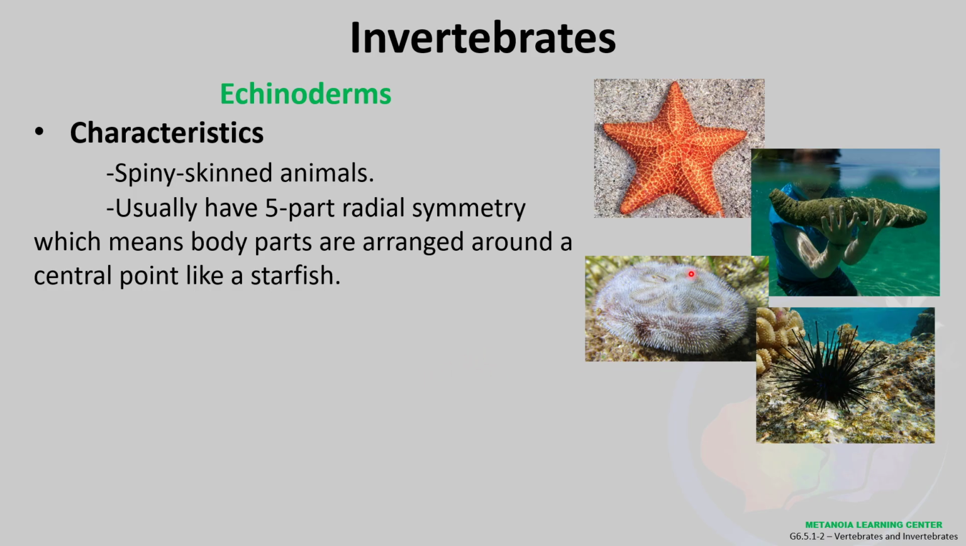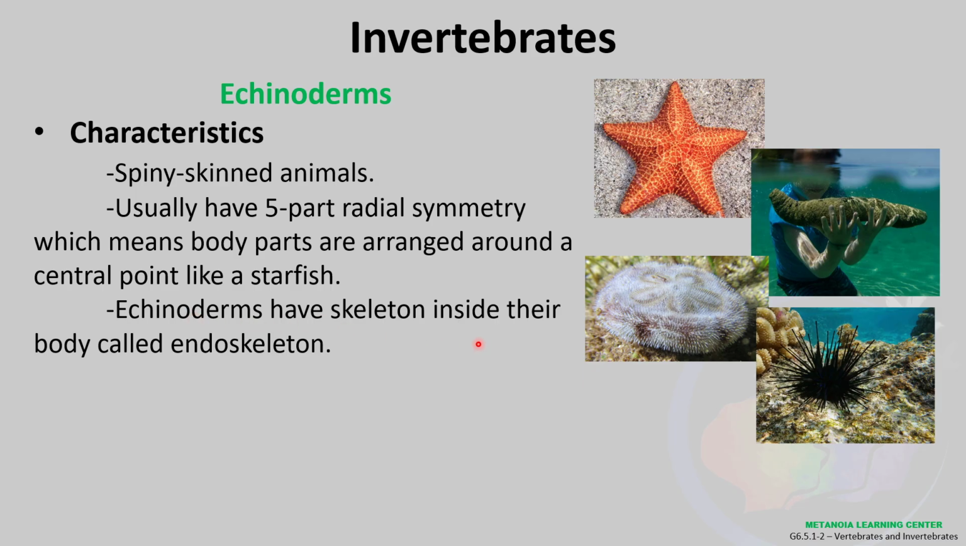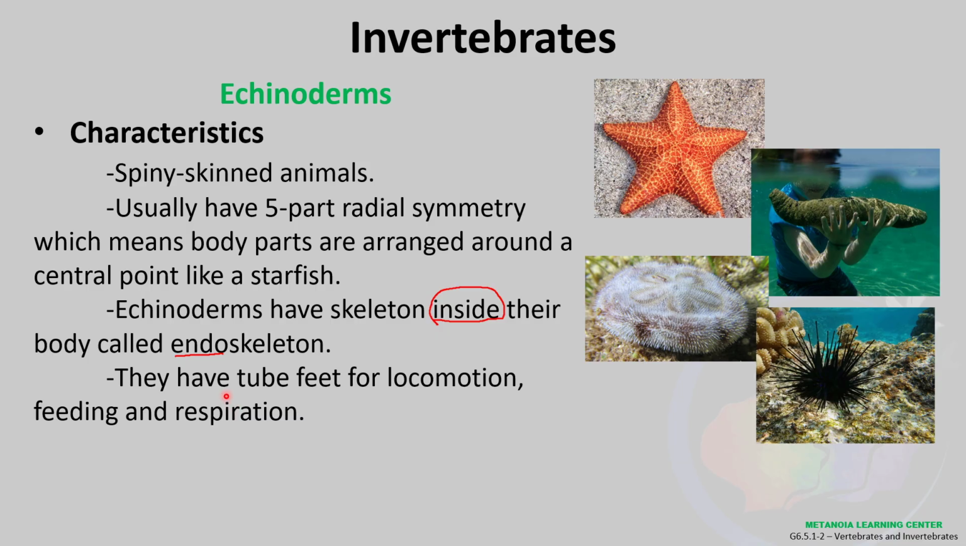Okay. Echinoderms have a skeleton inside their body called an endoskeleton. So take note. Take special note, it's inside, so it's called an endoskeleton. Okay, inside. Endoskeleton. They have tube feet for locomotion. Locomotion refers to movement from one place to another. They can move from one place to another. That's what you mean by locomotion.